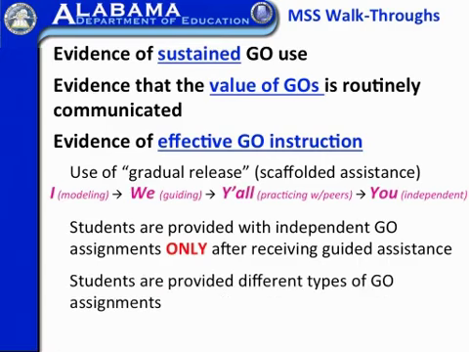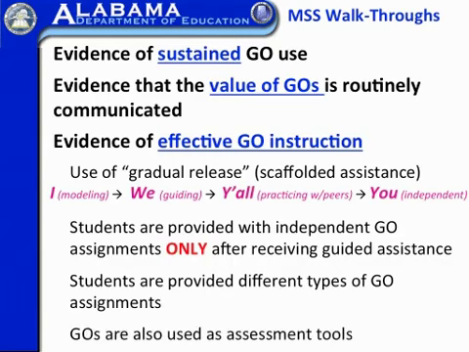Another bullet under effective GO instruction is that students are provided different types of graphic organizer assignments. Sometimes they do it as an assignment for reading, sometimes for writing, sometimes to use when they're doing research on the internet, etc. And finally, and this may surprise you, but the teachers are using the graphic organizers as assessment tools.